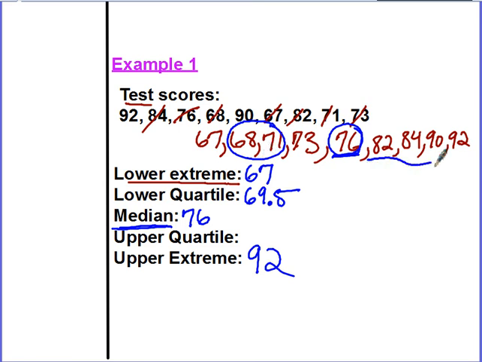Okay, now I'm going to do the same thing back here. I'm going to split this in half. But again, there's two numbers in the middle. So I'm going to have to find the average of those two numbers, which really is just adding them up and dividing by 2. So that's going to be 87. So what you have just found is all 5 parts that would compose the box and whisker plot. Okay, you found all 5 values. Lower extreme, lower quartile, median, upper quartile, upper extreme.